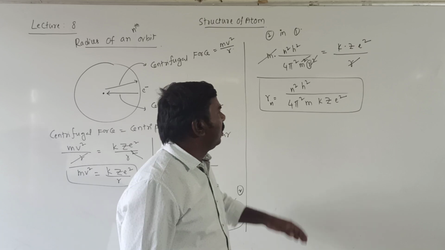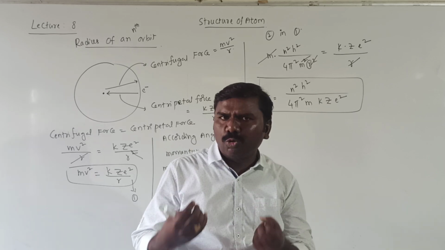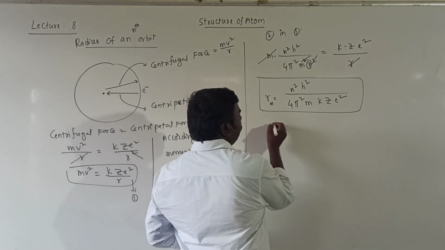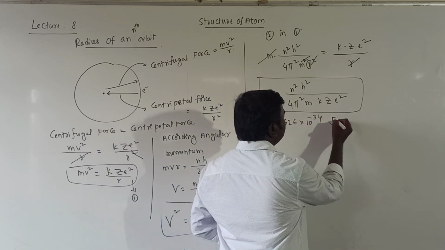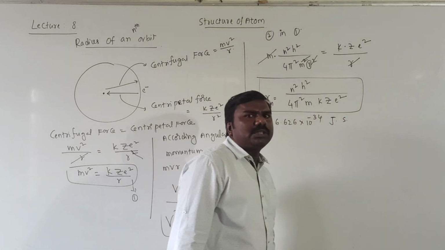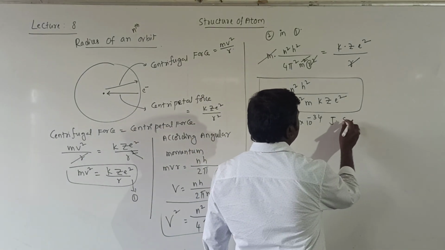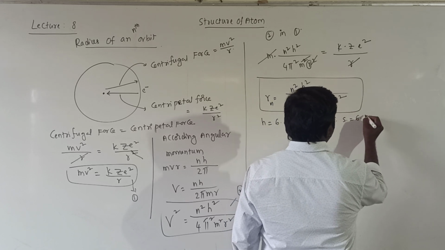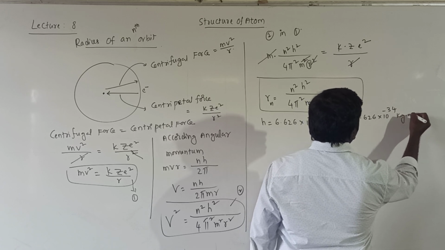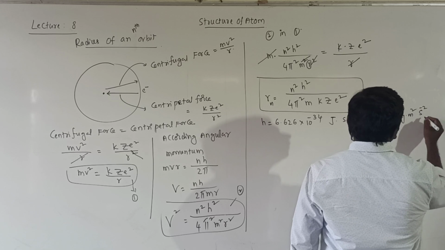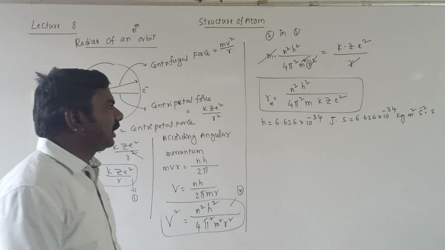Nth orbit. The n value will be provided in the question, whether it is the first orbit, second orbit, third orbit, fourth orbit, whatever. So the n value will change. h equals 6.626 into 10 to the power of minus 34 joule seconds. Joule equals kg meter square second minus 2, so this will be taken as 6.626 into 10 to the power of minus 34 kg meter square second minus 2 into seconds.